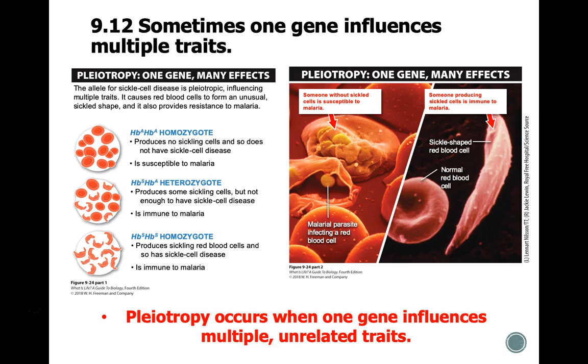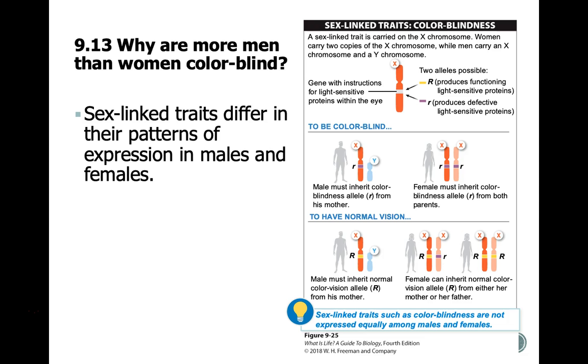All right, so let's switch gears a little bit. This is kind of a big flip, and let's talk about sex-linked traits. Recall that we said that there are two sex chromosomes, an X and a Y. Mom only passes on an X. Dad can pass on an X or a Y.